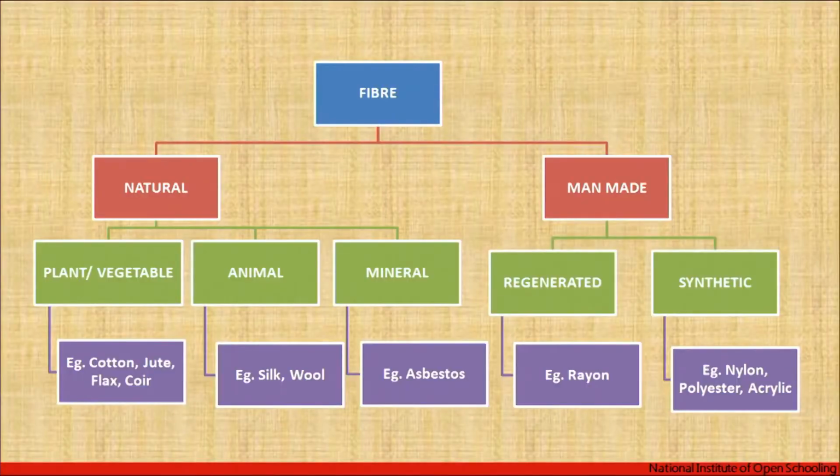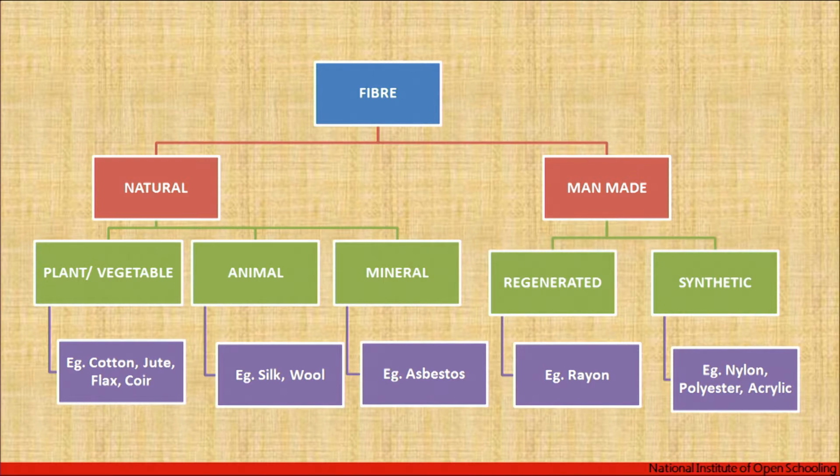So here we have a detailed classification of fiber according to natural and man-made fibers. Natural fibers are further divided into three categories. One is plant or vegetable fiber, the other one is your animal fiber, and the last one is your mineral fiber. Examples of plant or vegetable fiber are cotton, jute, flax. For the protein fiber or animal fiber, we have silk from the silkworm, and wool from the sheep or goat. And the third one is the mineral fiber, in which we have asbestos.